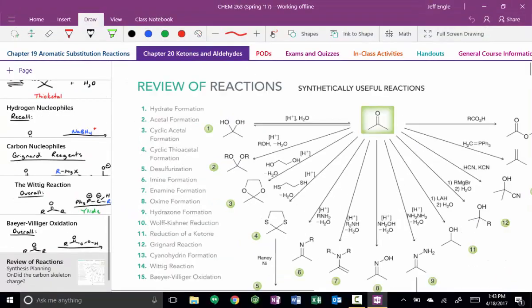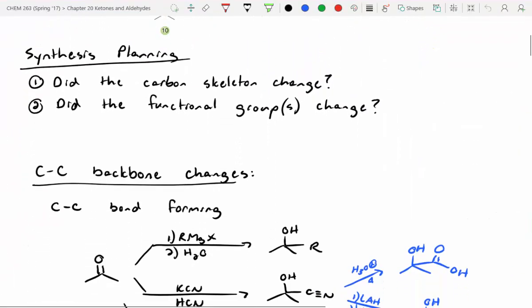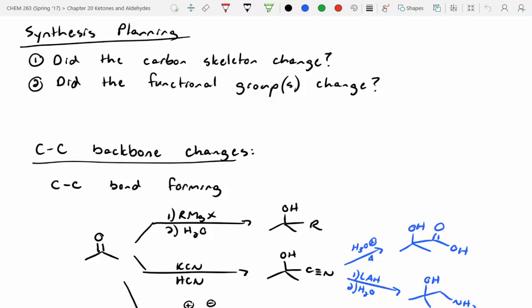Okay, so we've got this review of reactions. Synthetically, we've got a lot to deal with now. So the first thing I do when planning my synthesis is I look for a change in my carbon skeleton. We've always been doing that, right? And then after that, determine if the functional group changed. Those are the two most important things you need to address when planning your synthesis. Oftentimes people forget to count carbons, and that leads to problems.